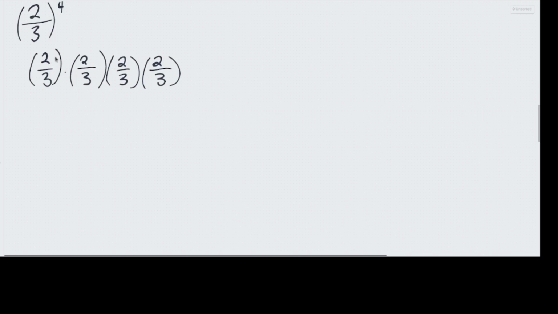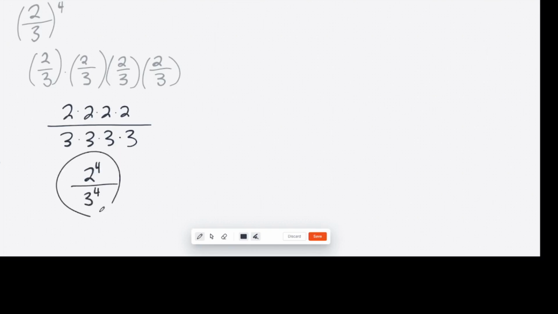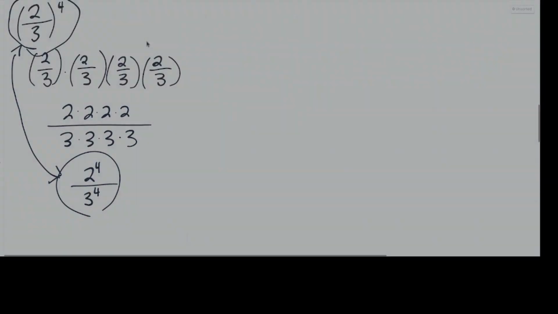What we can do is put all the numbers in the numerator together and multiply those: 2 times 2 times 2 times 2. In the denominator, we'll have 3 times 3 times 3 times 3. Going backwards from what we originally did, the definition of 2 times 2 times 2 times 2 is 2 to the fourth power. So in the numerator, we'll have 2 to the fourth, and in the denominator, 3 to the fourth. Here, this is the property at work. You can see that these two are equal to one another, and that's what the property says.